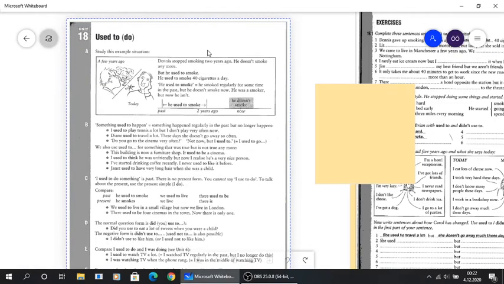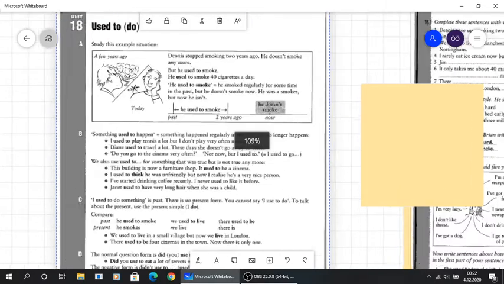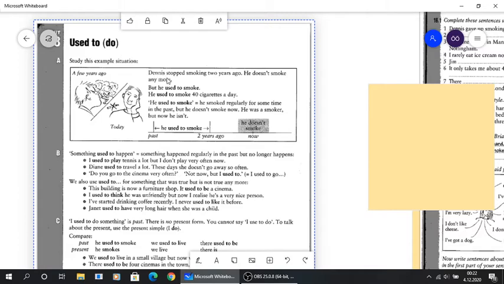We can go on with used to, the grammar part. You know, used to is a simple past tense, about the simple past tense, not the present. Study these example situations. Danny stopped smoking 2 years ago. He doesn't smoke anymore. But he used to smoke.